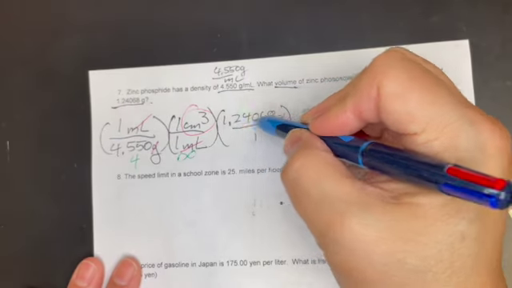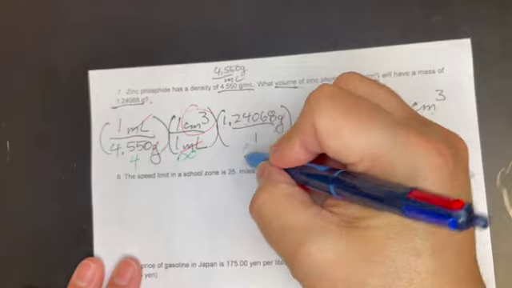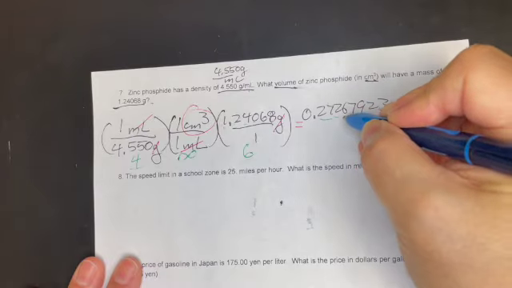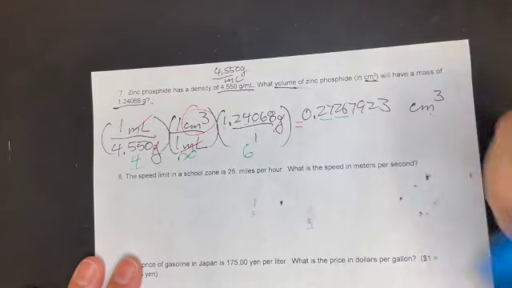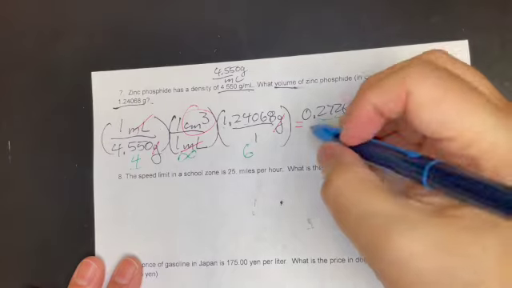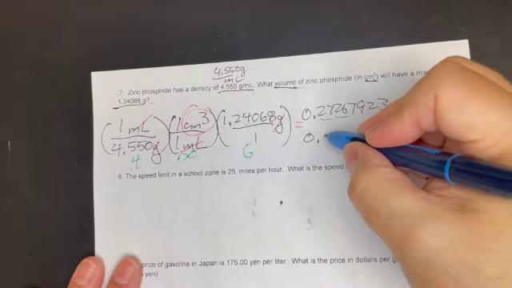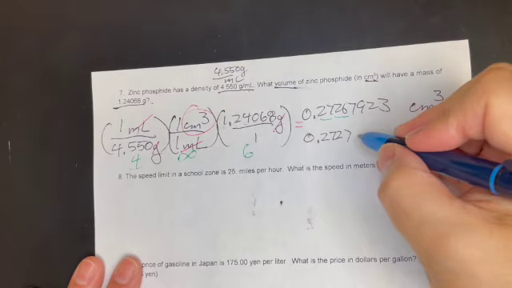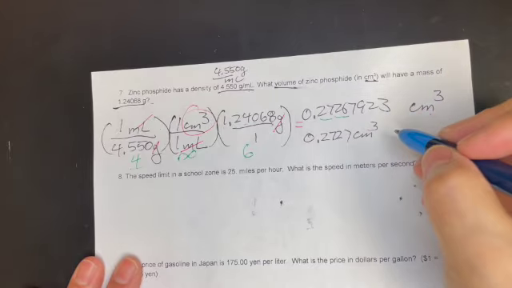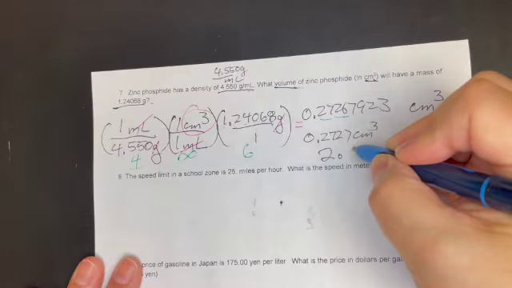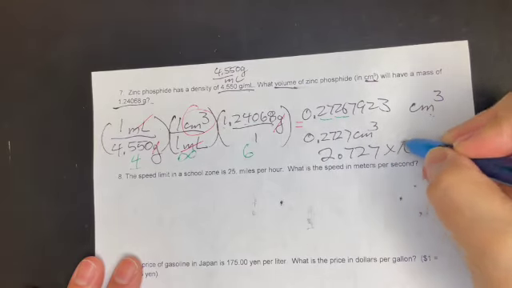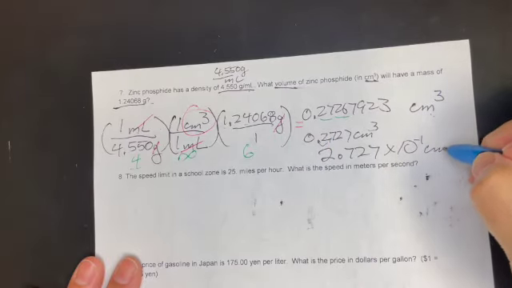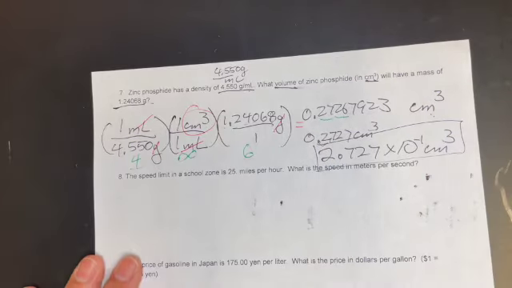And here we have 1, 2, 3, 4, 5, 6 sig figs. So that means our answer should have 4 sig figs. That's 1, 2, 3, and 4. Next number is a 7, so we got to round that up. So the answer is going to be 0.2727 centimeters cubed, or put it in scientific notation, it's going to be 2.727 times 10 to the, I moved the decimal point over 1 time, and it's a small number, -1 centimeters cubed.